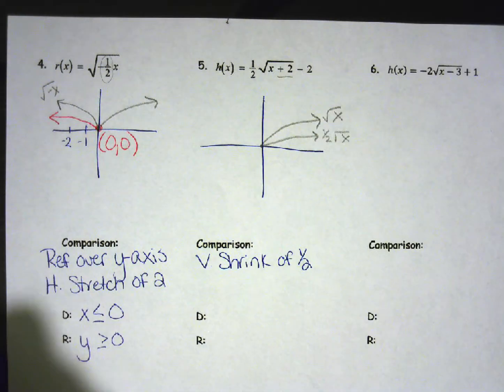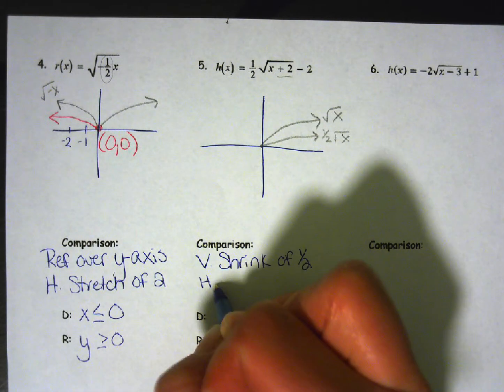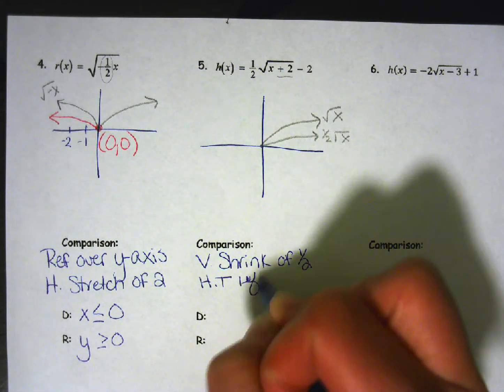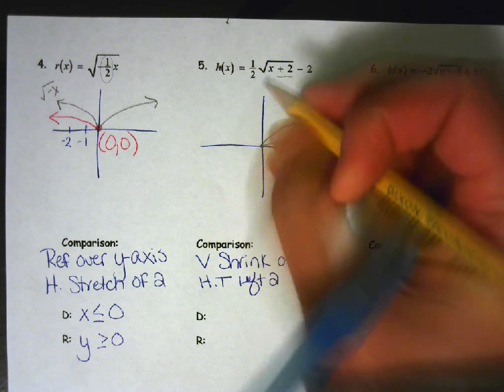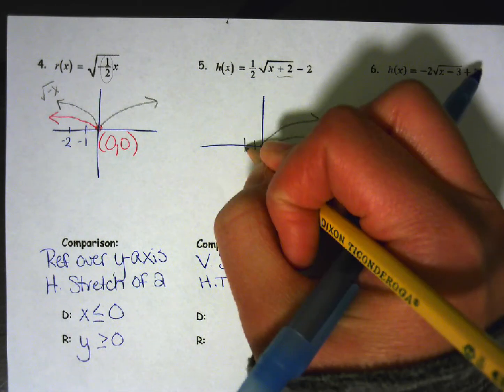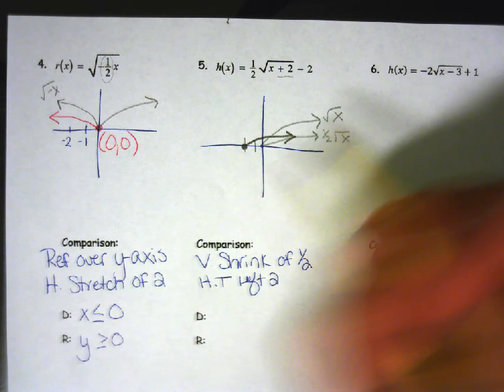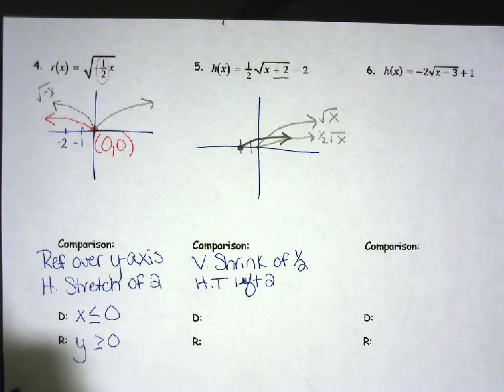Underneath, you got to be careful. We know that's going to be horizontal, but it's the opposite. So it's going to go left 2. So now it's going to take this and shift it left. So right here and then flatter. So hopefully you can see it's a little darker. I tried to draw that a little darker.